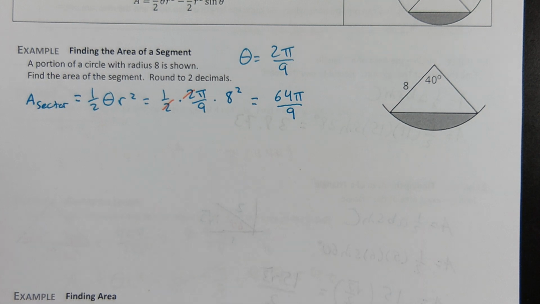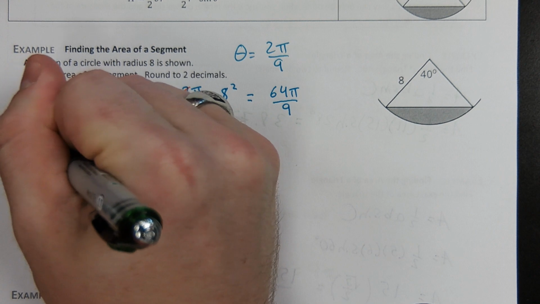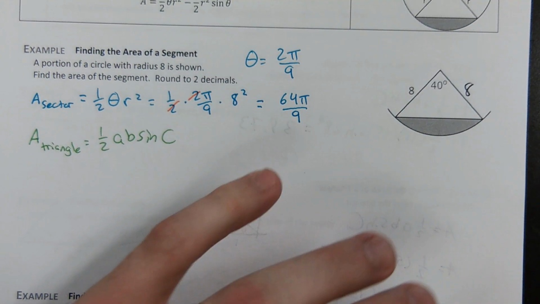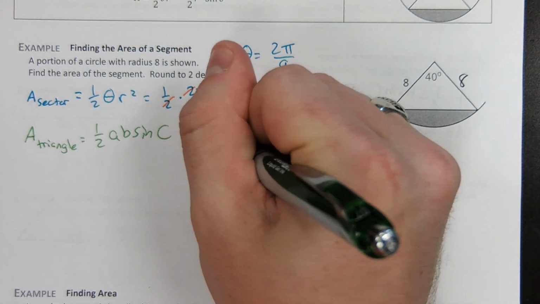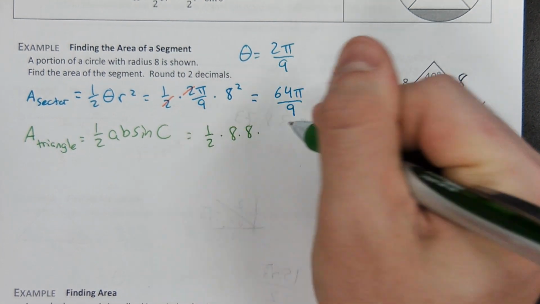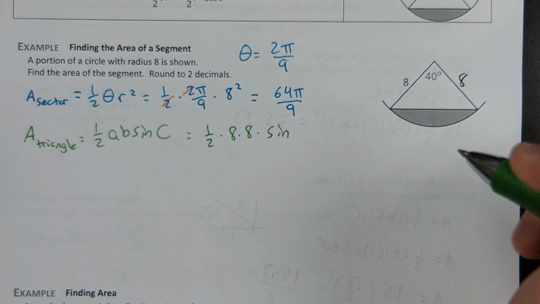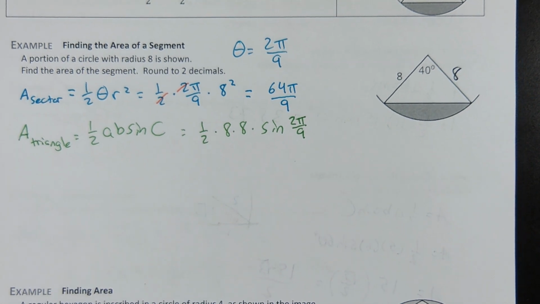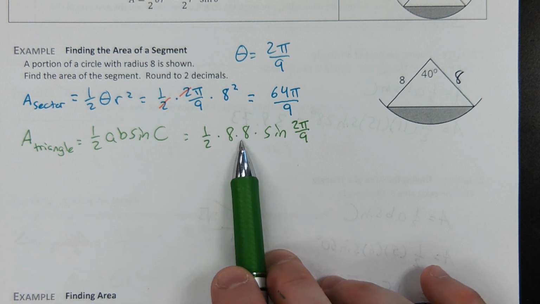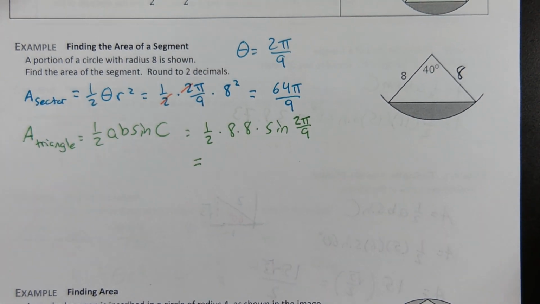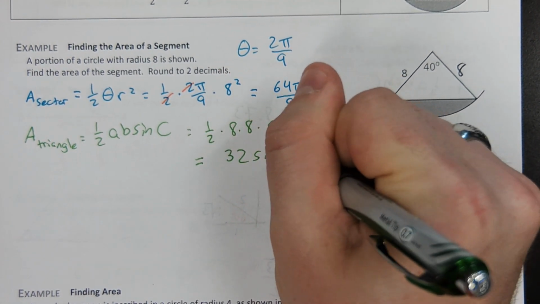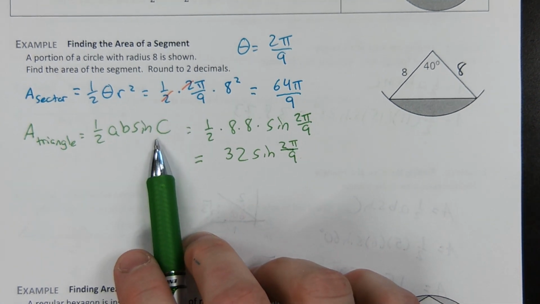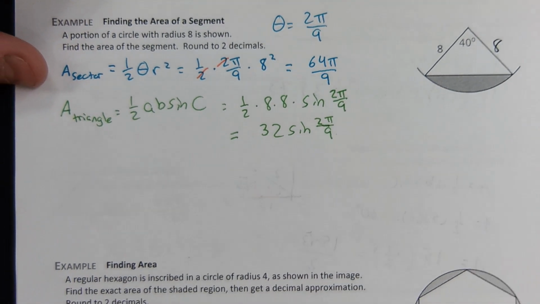Now, area of the triangle. 1/2 AB sine C. But remember, both sides of the triangle are 8 because they're radii. So that's 1/2 of 8 times 8 times sine of 40 degrees, or 2 pi over 9, right? What is half of 64? 32. So the exact area of this triangle is 32 sine of 2 pi over 9, or 32 sine of 40 degrees, whatever. This formula doesn't care if you're in degrees or radians. It just doesn't care. So what's the exact area of the segment?